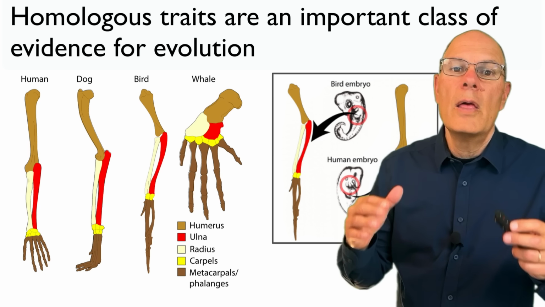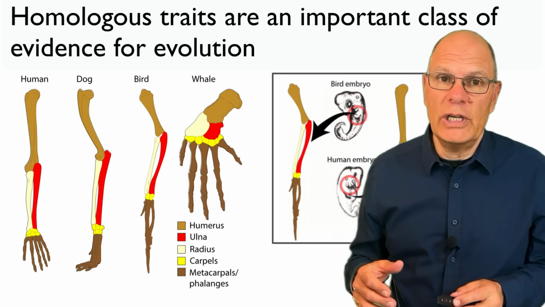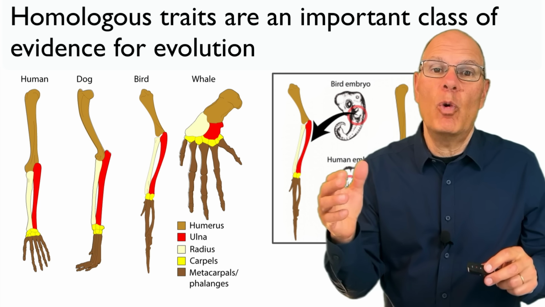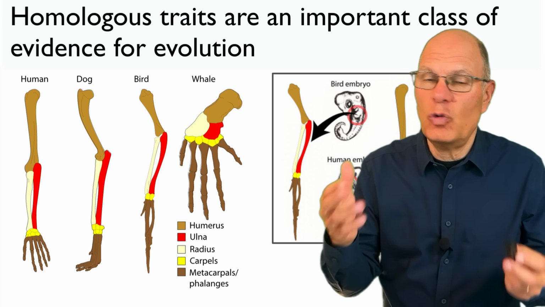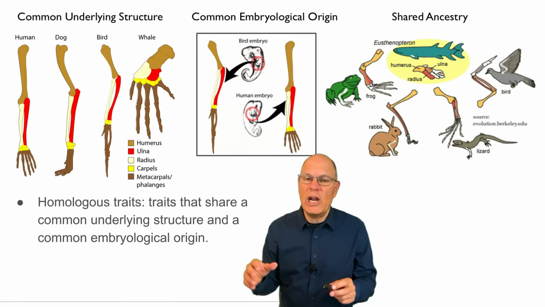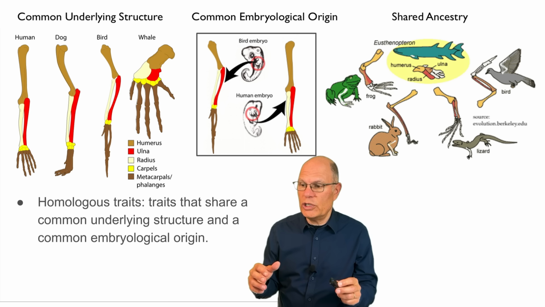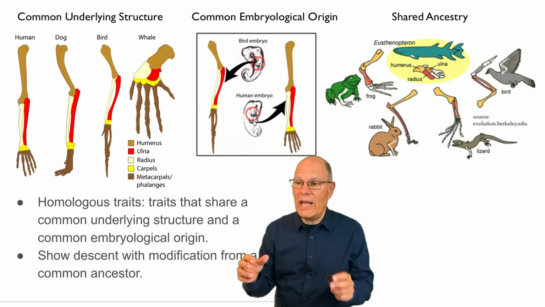Evidence of evolution. There is abundant evidence to support the theory of evolution. For AP Bio, the most important type of evidence to know about is the idea of homologous traits, homologous features. Homologous traits are traits that share a common underlying structure and a common embryological origin. They show descent with modification from a common ancestor.